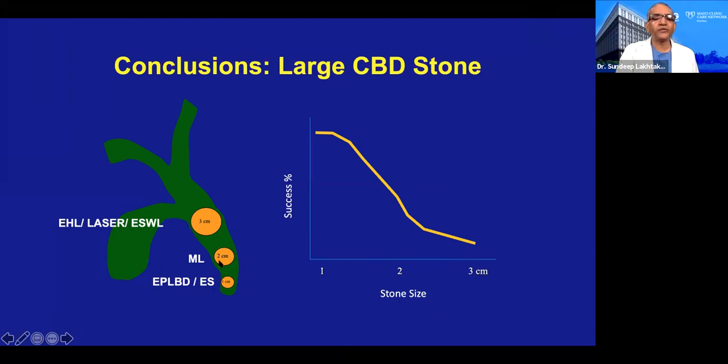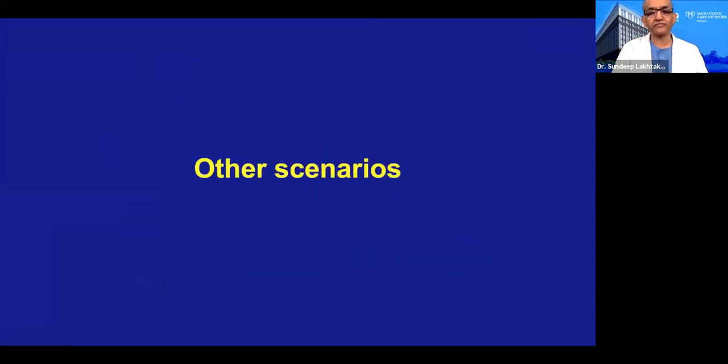If they're about 2 centimeters, you can do either EP-LVD or mechanical lithotripsy. But if the stones are much bigger in size, then you have to break them by other means, which is EHL, laser, or ESWL. So success of the ERCP and stone removal depends on stone size. Smaller the size, higher the success. And as the stone size increases, the success keeps going down unless you use those novel methods.